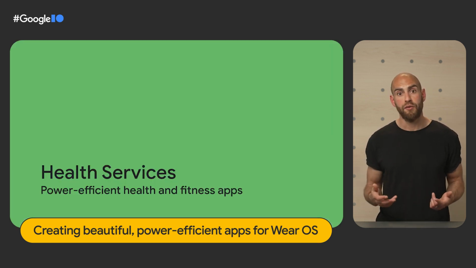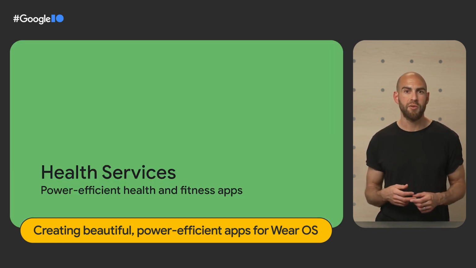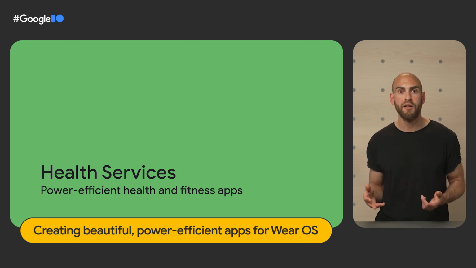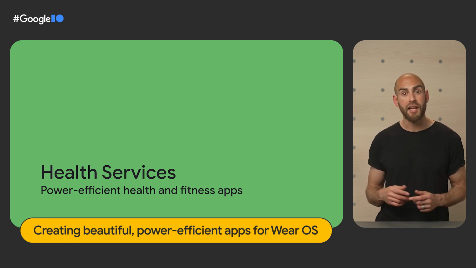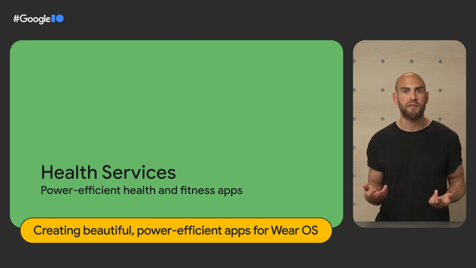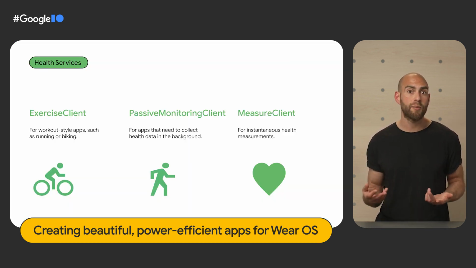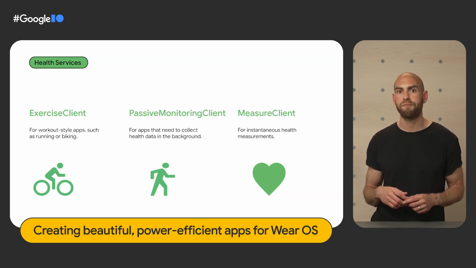The talk will then take you through how the Health Services APIs help you to build power-efficient health and fitness apps across different underlying hardware, allowing you to focus on building your app. They provide APIs for common tasks like workout tracking, collecting all-day health metrics, and high-fidelity instantaneous measurements of metrics like heart rate.